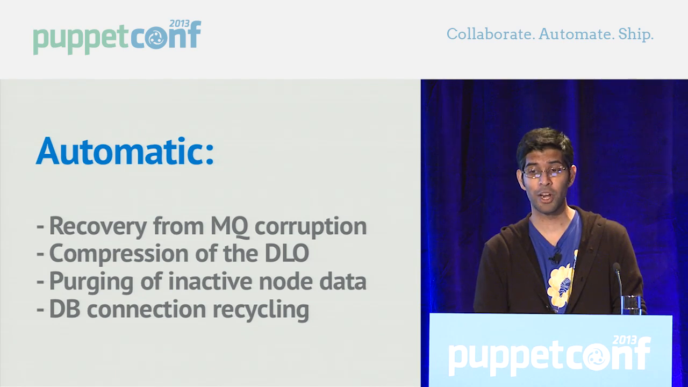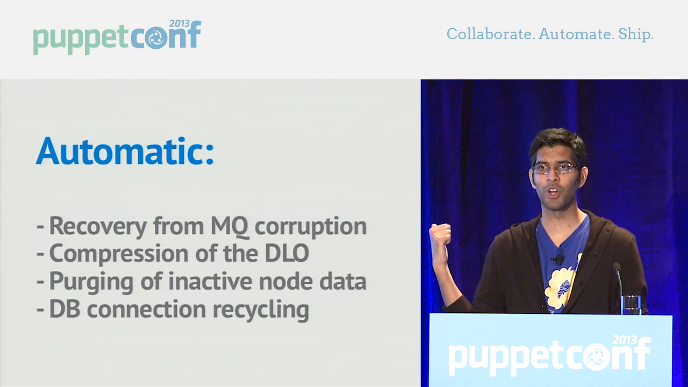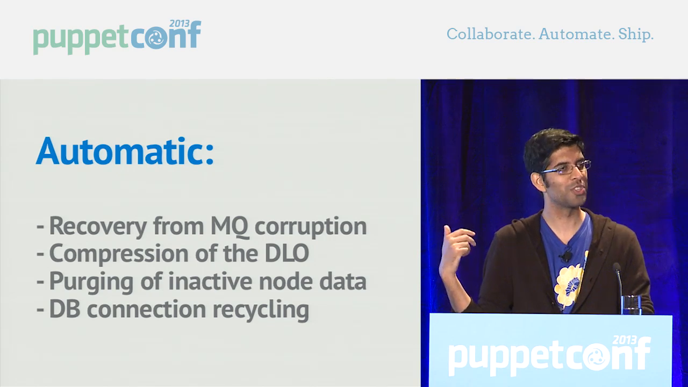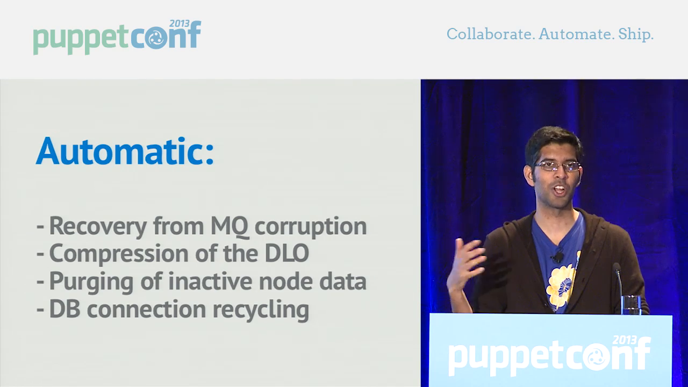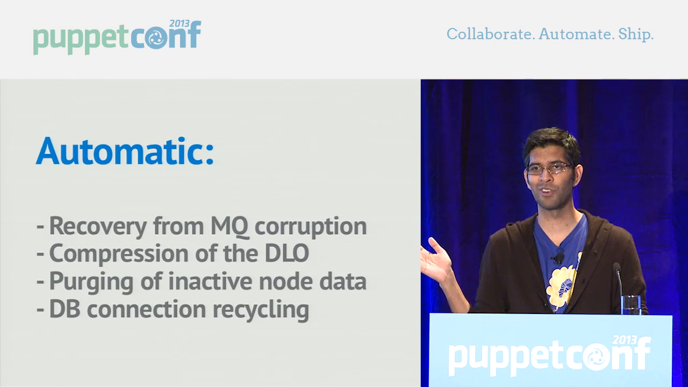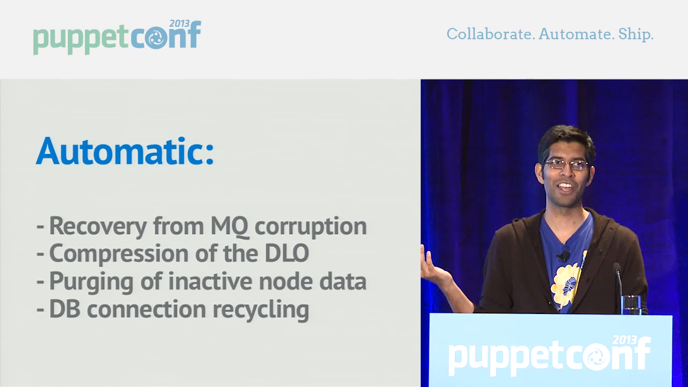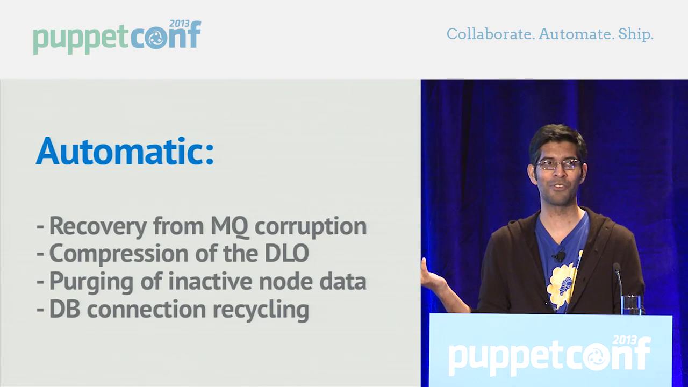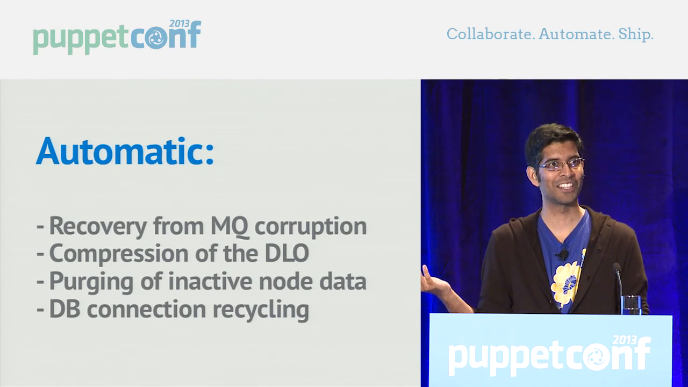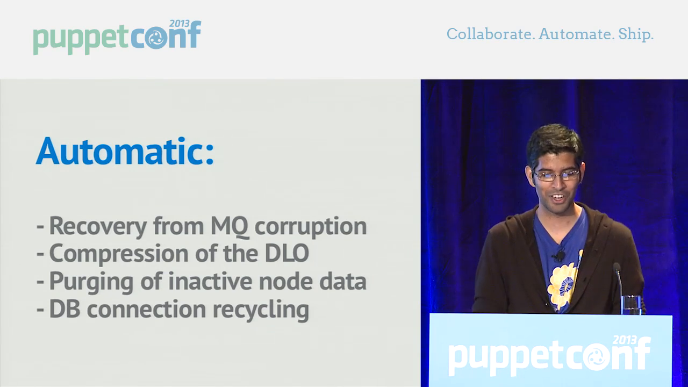A lot of things are more automatic now. We automatically recover from message queue corruption, which was never really serious, but it would prevent you from starting up unless you manually cleared out a directory. And I was like, well, if I was a user and there was an error and the remediation was to rm this directory, why don't I just automatically do that when I detect the error on startup? So you don't have to worry about that anymore.